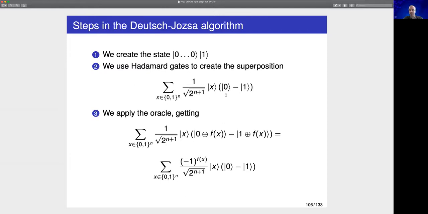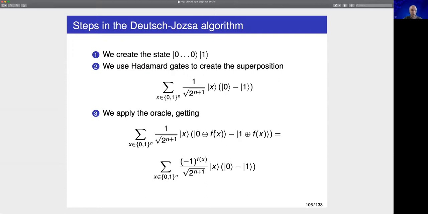This is something that we have already done, and we know that this is the state that we have. Now we apply the oracle, and the oracle, as always, acts linearly, so we can evaluate on each of these products by itself. For x, it is going to XOR f(x) with this qubit, whether it is 0 or 1. So we obtain 0 XOR f(x), 1 XOR f(x).